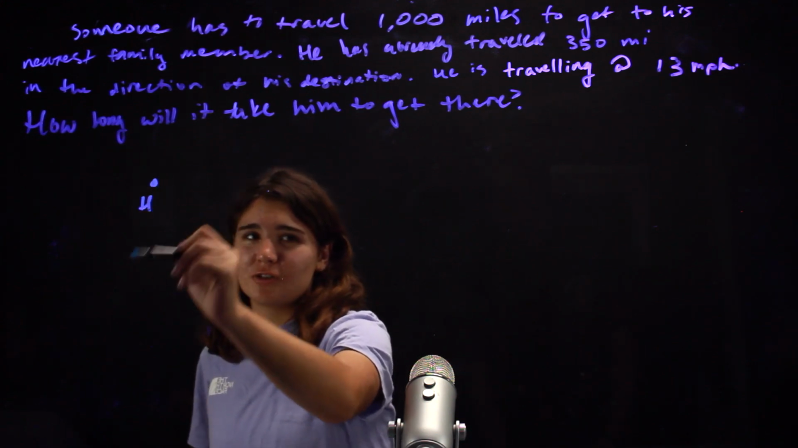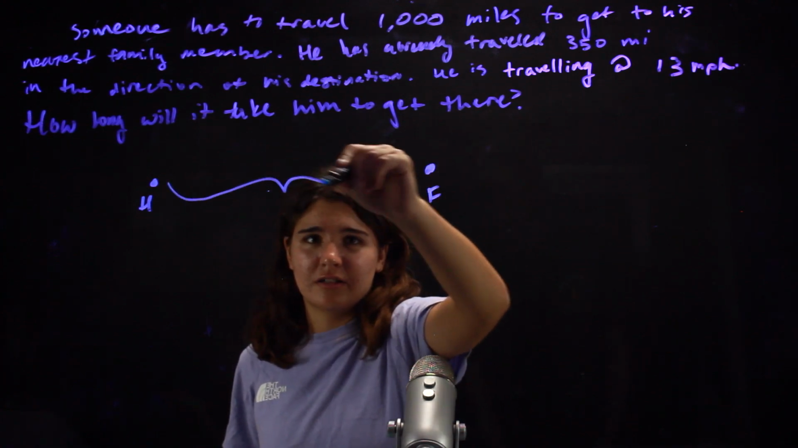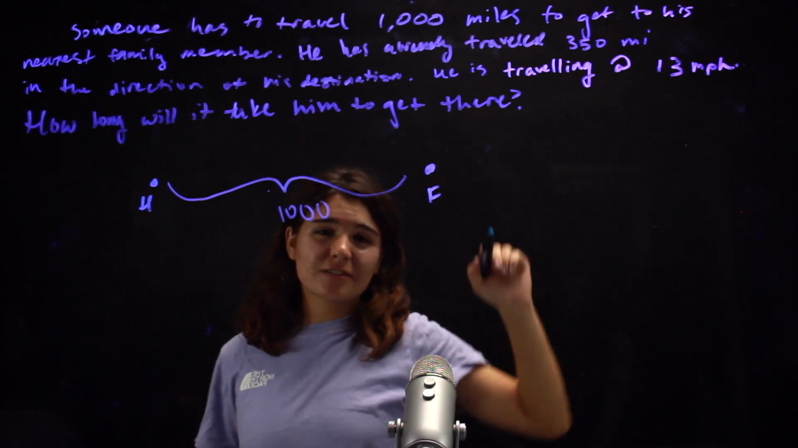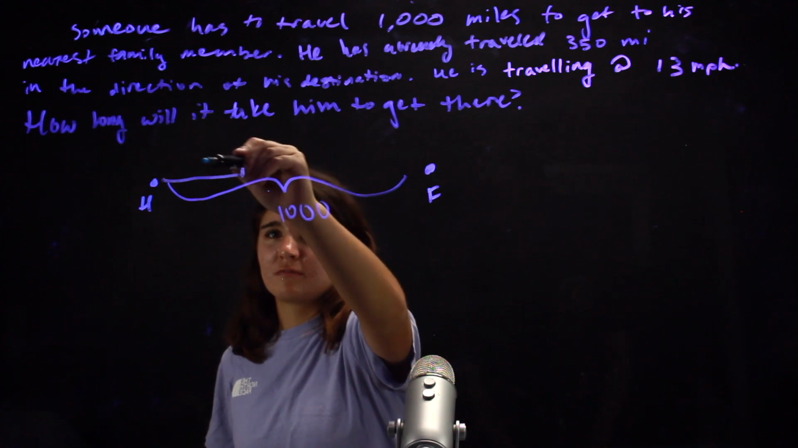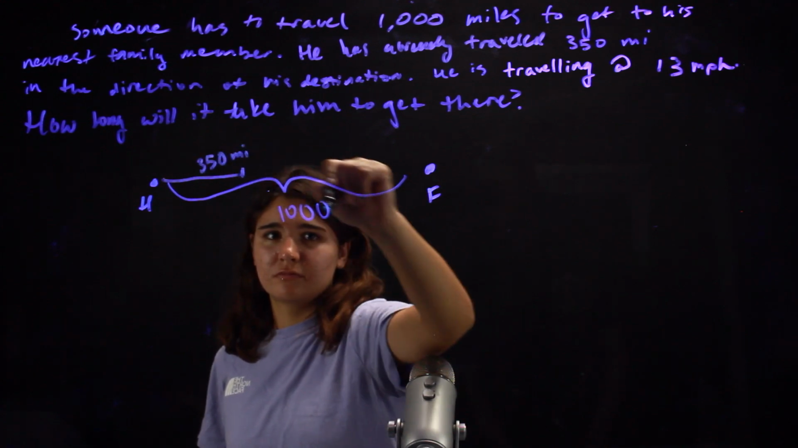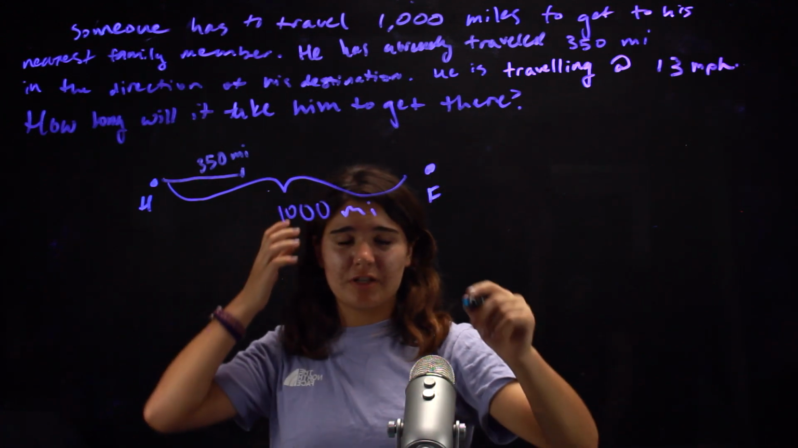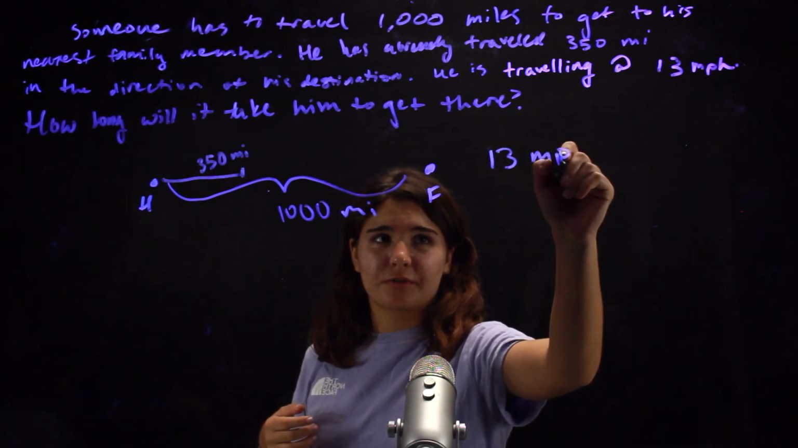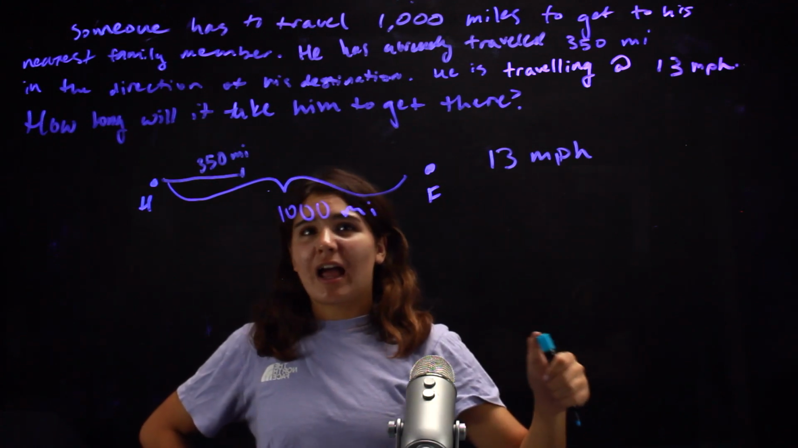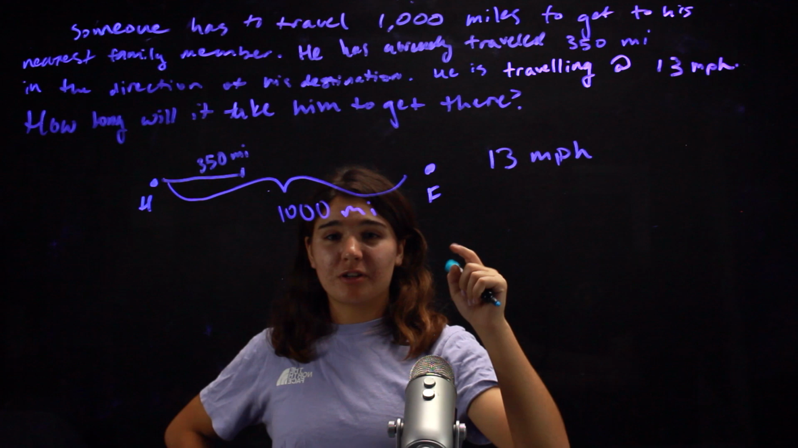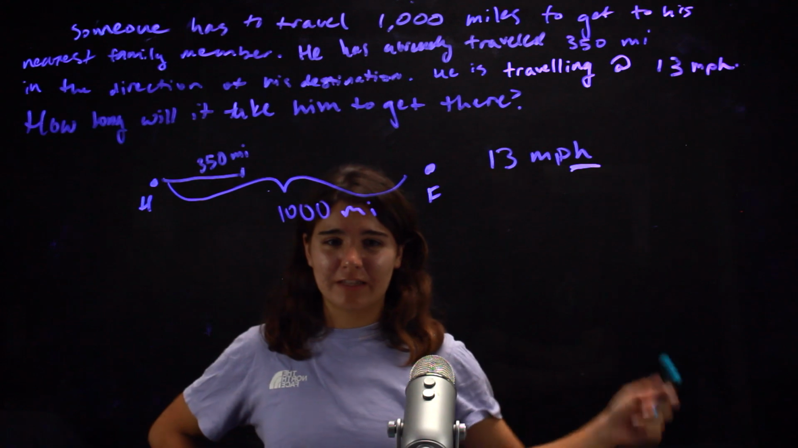Here's his home, H for home. Then 1,000 miles away, here's his family member. And this is 1,000 miles. And he has already traveled in this direction towards his family member 350 miles. The other thing that we know is that he is traveling at a constant speed of 13 miles per hour. And what we're being asked is how long, which means this is going to be a time unit, so probably hours, right? Miles per hour. Will it take for him to get there.